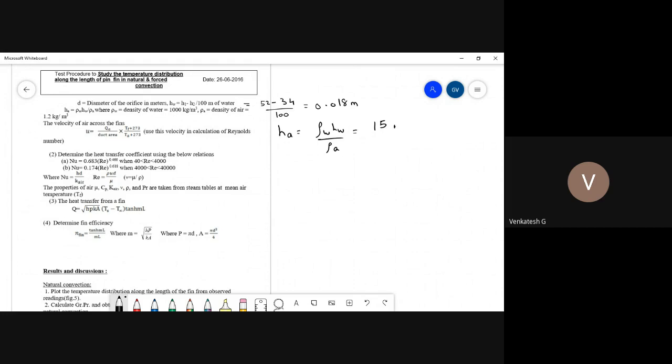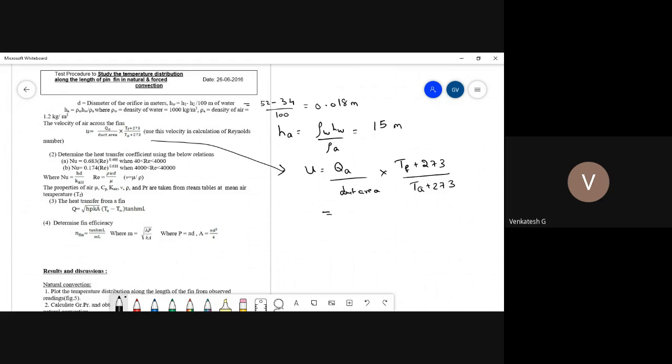So 15 meters. Now coming to this velocity. U is equal to QA by duct area, right? Into film temperature plus 273, which means we are going to convert that into Kelvin, and ambient temperature in Kelvin.